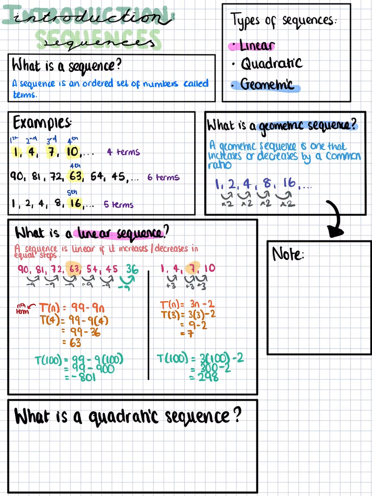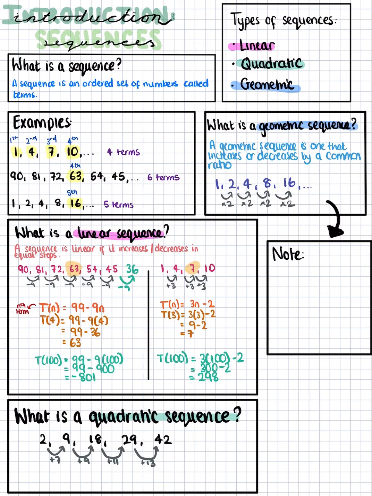What about a quadratic sequence? Well, let's have a look at the quadratic sequence 2, 9, 18, 29, and 42. If we look at our first difference, between 2 and 9, we have plus 7. Then between 9 and 18, we add 9. Between 18 and 29, we add 11. And between 29 and 42, we add 13. It is the second difference in a quadratic sequence that is the same.